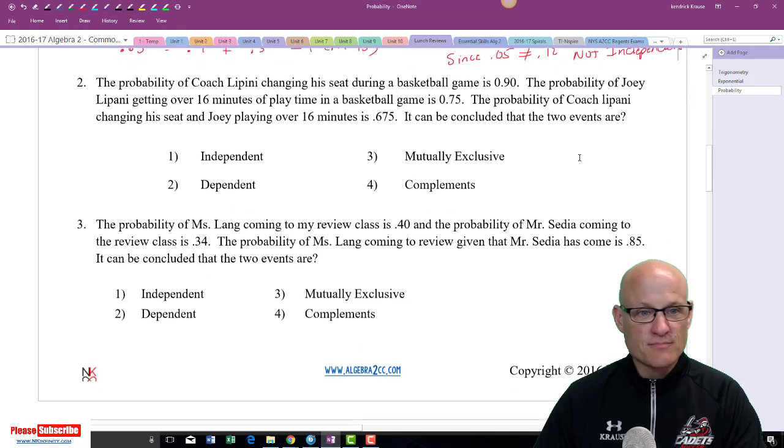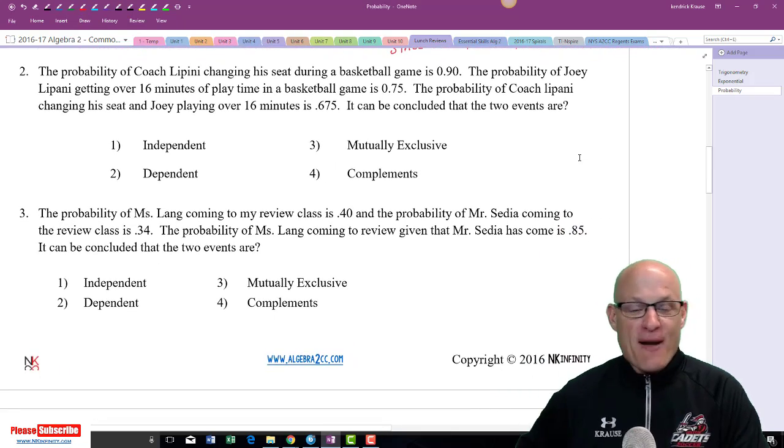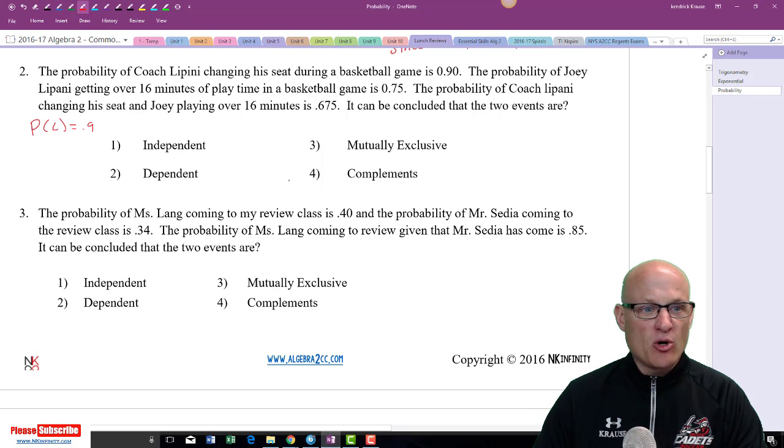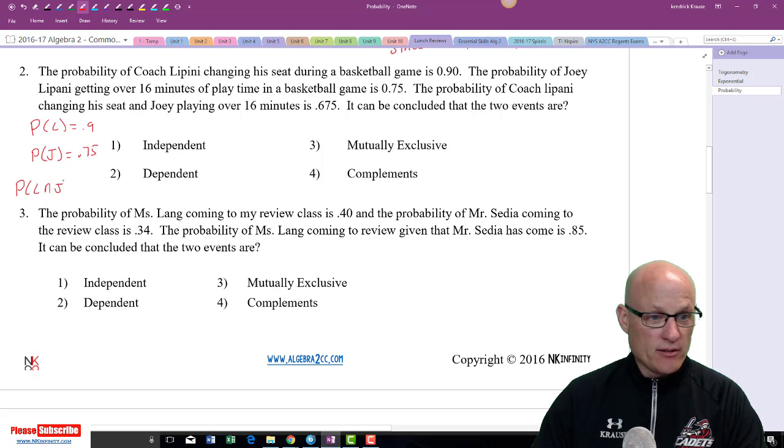This is funny. The probability of Coach Lapani changing his seat during a basketball game is 0.9. So the probability of Lapani is equal to 0.9. The probability of Joey Lapani getting 16 minutes of playtime is 0.75. So the probability of Joey is equal to 0.75. The probability of Coach Lapani moving his seat and Joey getting playtime is 0.675. So the probability of Lapani and Joey is equal to 0.675.